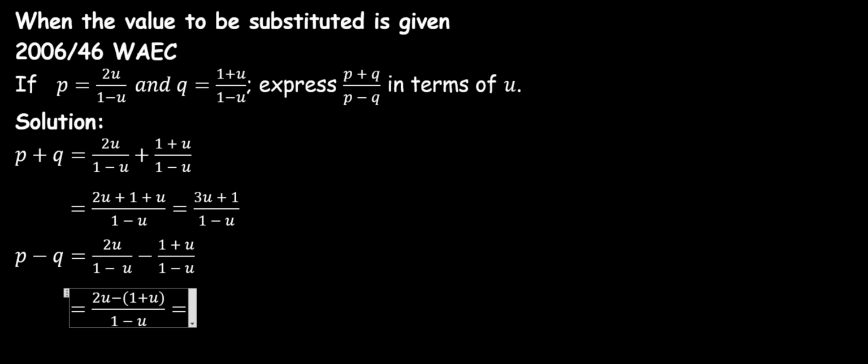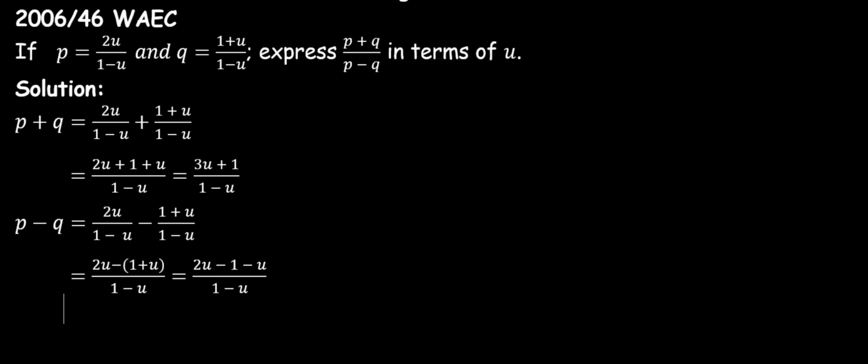When you open up the bracket, the result will be 2U minus 1 minus U divided by 1 minus U. And that will give us U minus 1 divided by 1 minus U. From simple understanding, you can see that the numerator and denominator are similar. It's just a difference of minus. So you factor out minus at the numerator, and you will be given 1 minus U, the same as it is in the denominator, 1 minus U. In both terms, we cancel out, leaving us with minus 1.